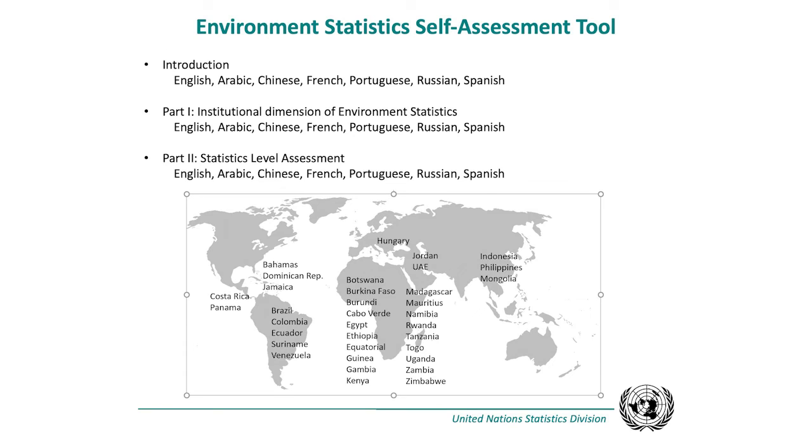It is structured in 3 parts. It starts with an introduction presenting the key concepts and guidance on how to complete it. Part 1 is on the institutional aspects of developing environment statistics, and Part 2 addresses the statistics themselves to be assessed against a set of questions. Again, many countries have used it, including several in the Caribbean region. All the 3 parts are available in the official UN languages and also Portuguese.